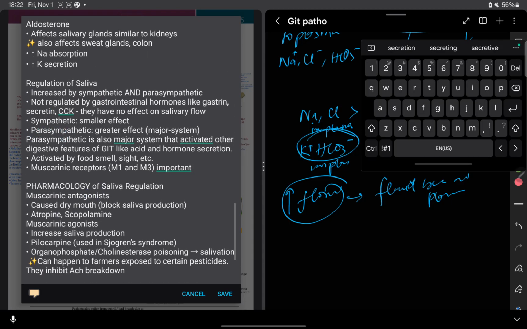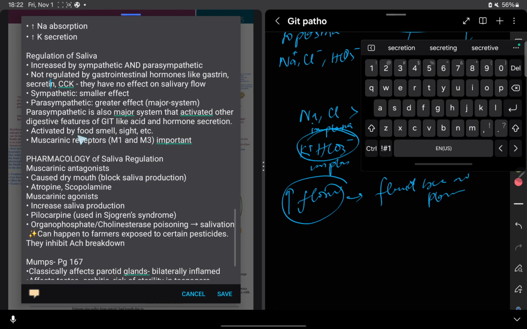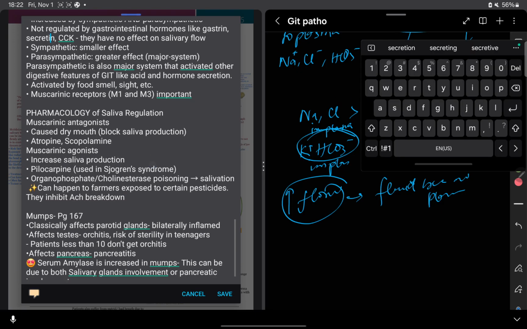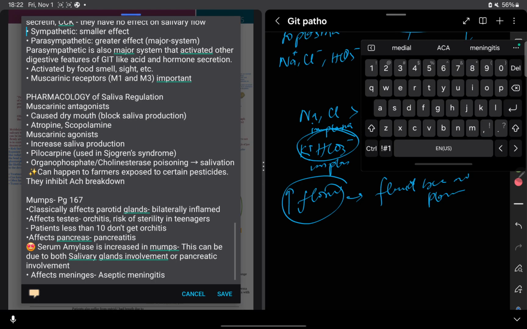Sympathetic has a comparatively lesser effect, and parasympathetic has a greater effect. It is a major system that is also activated in other features of the GIT like acid or hormone secretion. The parasympathetic system is activated with the food smell and sight, and in this the muscarinic receptors M1 and M3 are important. I already explained the pharma of saliva regulation: muscarinic antagonists cause dry mouth and agonists increase saliva production. So yeah, that's it.